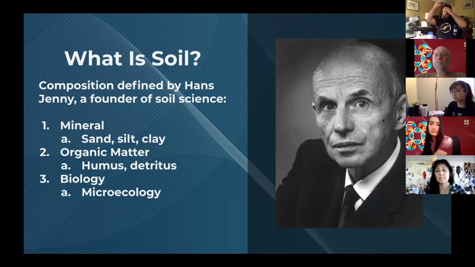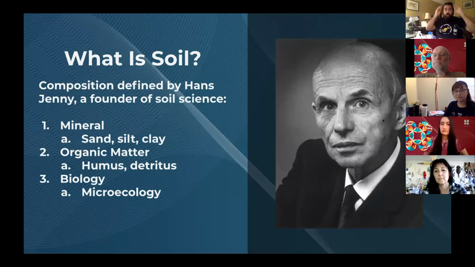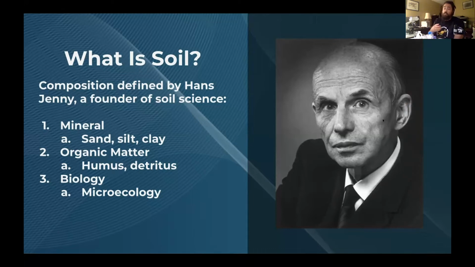Hans Jenny, one of the founders of modern soil science, basically defined it as three parts. First, mineral: the sand, silt, and clay, the parent material, which is degraded by weathering, by abiotic factors and then the biological weathering of biotic factors. Second, organic matter: humus, detritus, organic matter that is decomposing, or exudates that organisms put out. In nature, nothing is wasted. One organism's waste is another organism's food. And third, the biology, the microecology: the trillions and trillions of microbes that have these nesting ecologies that build and allow life to exist on a macroecology scale.